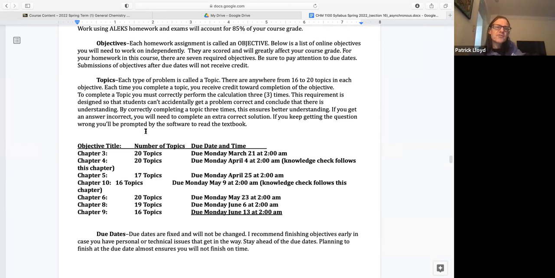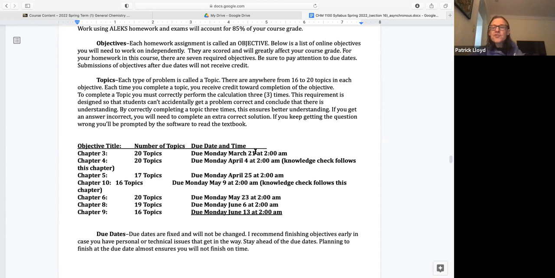If you take a look here, the first objective title is chapter 3. The number of topics is 20, so there are 20 different types of problems you have to do. Then there's a due date, which is Monday, March 21st at 2 a.m. It will shut you out of doing that assignment at that time. That's Eastern Standard Time, by the way.